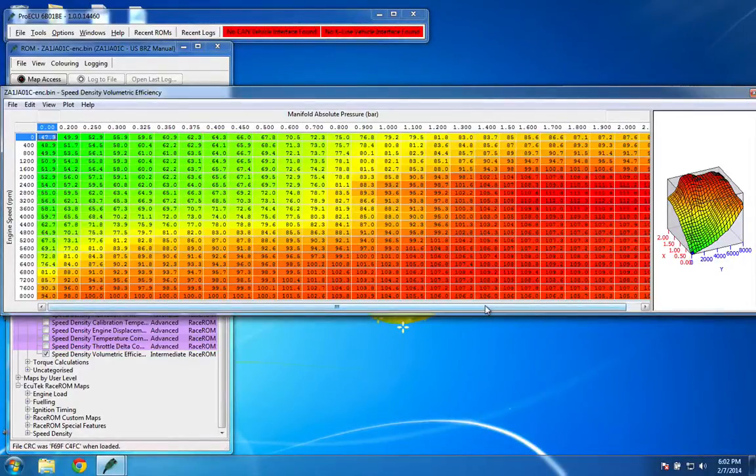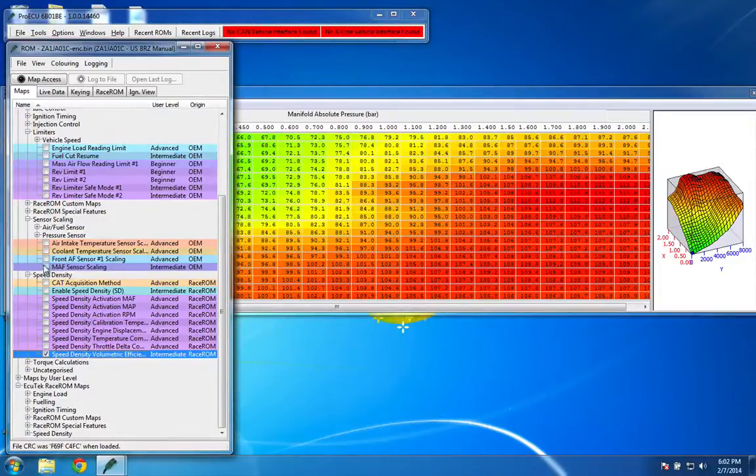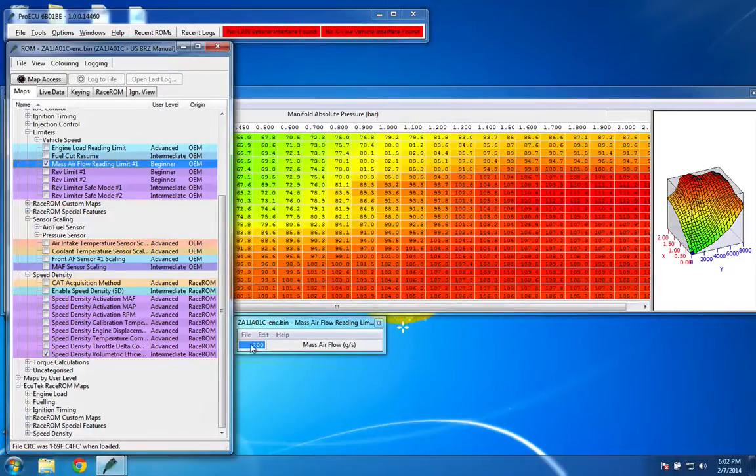The way that Ecutek implements this is that internally it takes this calculation, generates a MAF grams per second value, and then replaces the output channel with that. So basically, it's just replacing the MAF with the calculation. So when you do that, you do still want to go in here, and if you go into limiters, mass airflow reading limit, you're still going to want to up this because it's just replacing that channel. It's not really a true speed density system, quote unquote. It's an implementation on a stock mass airflow-based load calculation system.